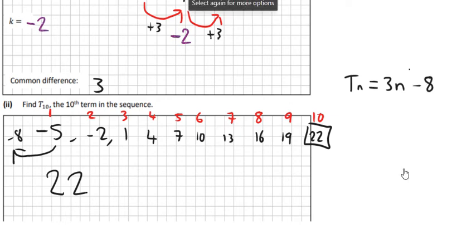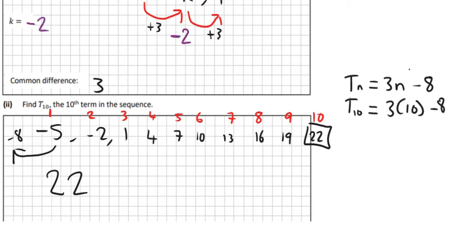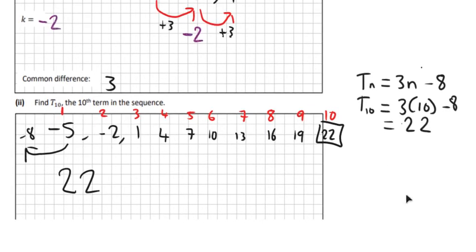Then if you sub in 10 instead of n, we're trying to find t_10. So the 10th term is 3 times 10 minus 8. 3 times 10 is 30, take away 8 is 22. So I found it that way as well, using the nth term. That's probably the way you really should do it. But if you just count on until you get the 10th term, it does the same thing.